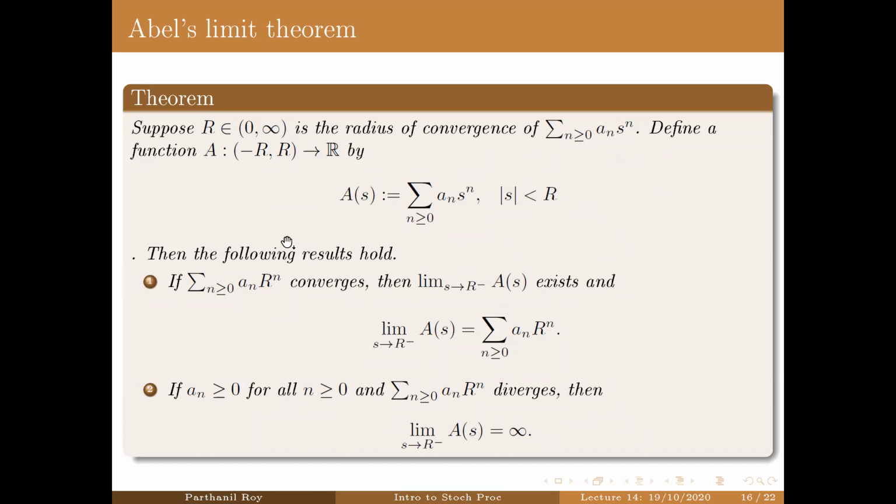Now, of course, this defines a function on the interval minus r to r, which is a proper non-empty subset of the real line, because r is strictly between 0 and infinity. Now you can say the following. Say you look at the right endpoint, r. If this power series converges at s equal to r, then the limit as s approaches r from the left side exists and it equals this sum.